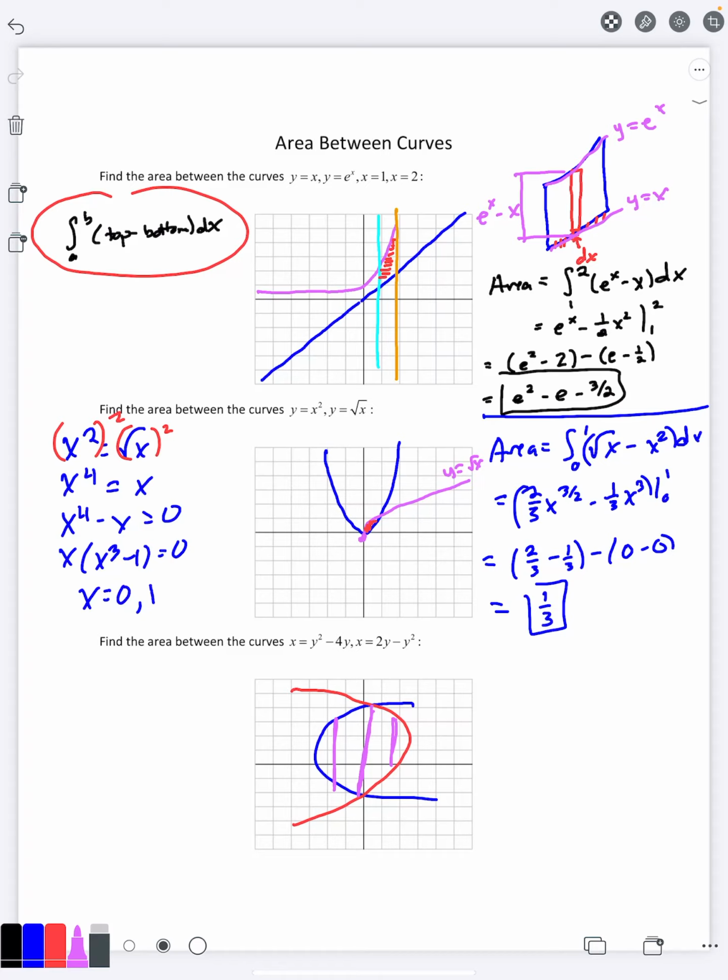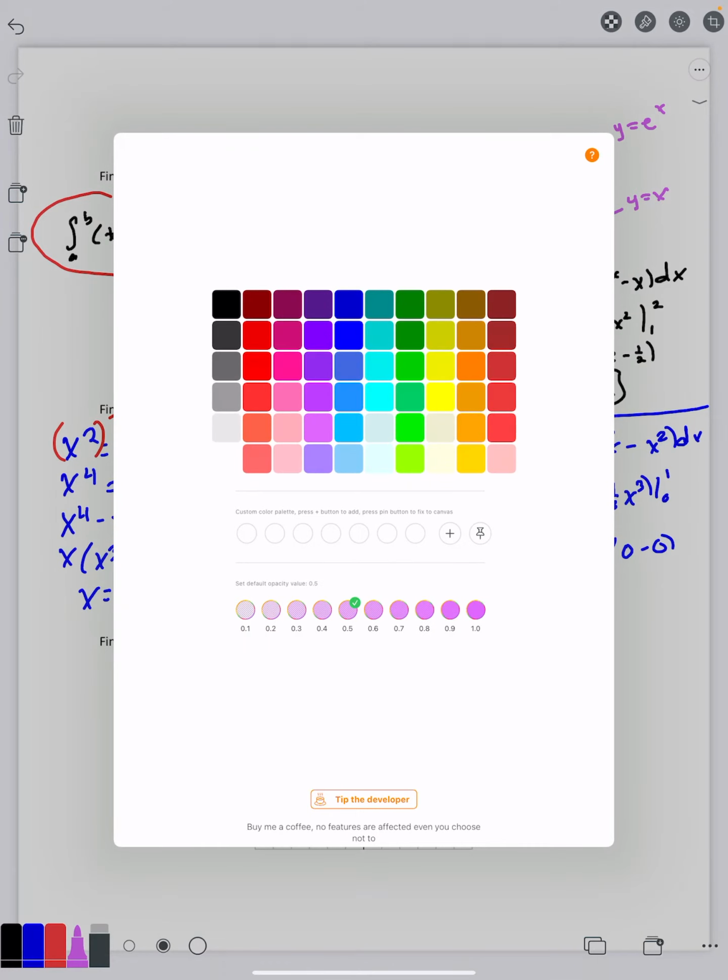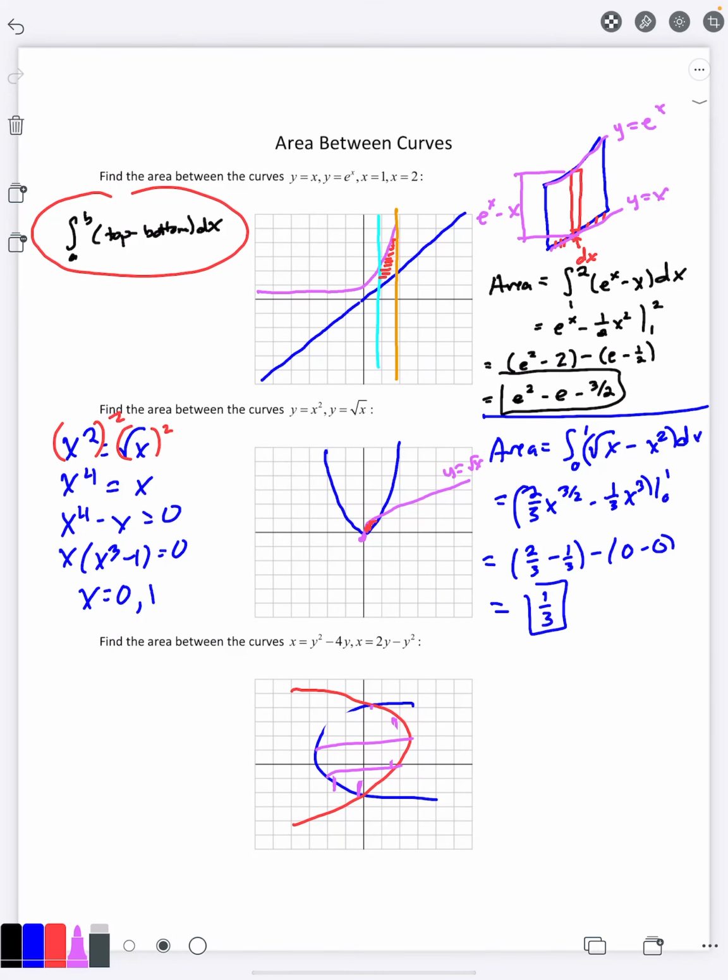The way that most textbooks would have you do this is instead of trying to do that, they would say, okay, don't draw your lines like this. Instead, draw your lines horizontally. Because if you draw your lines horizontally, you always have the red graph on the right and the blue graph on the left. But if you do it horizontally, your width of these shapes is not dx anymore, it's dy. So it's perfectly valid to do an integral where it's, instead of top minus bottom, it's right minus left as long as you're doing your integral with dy instead of dx.